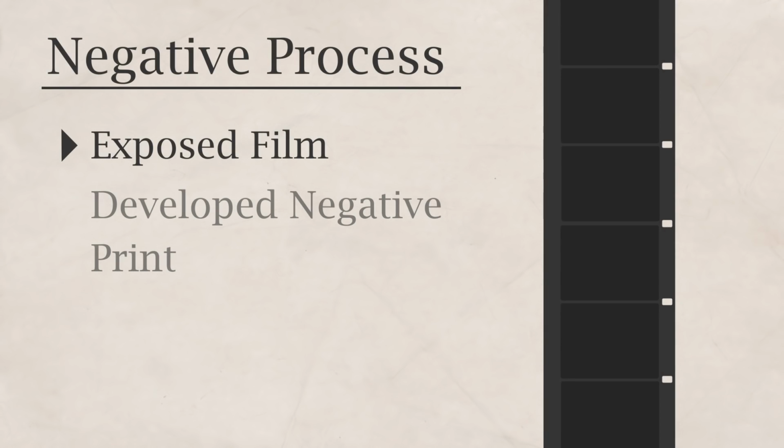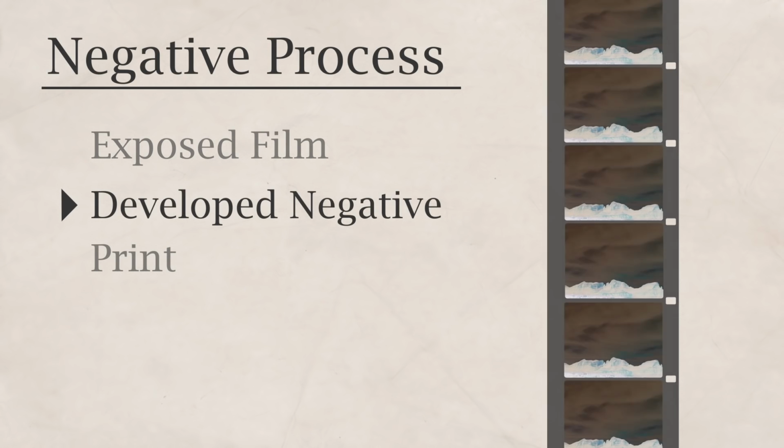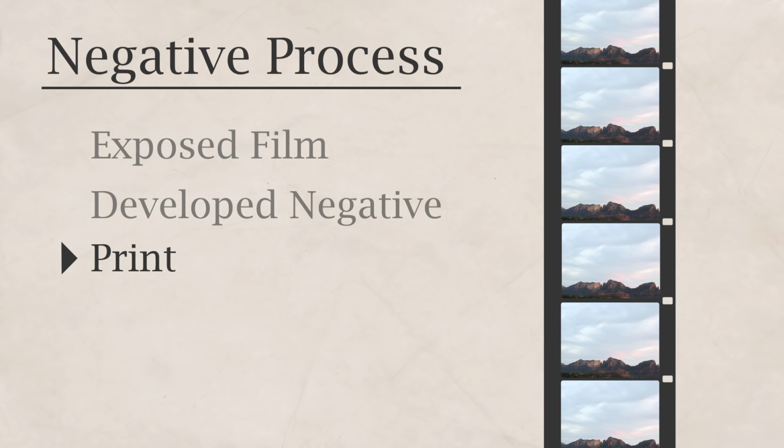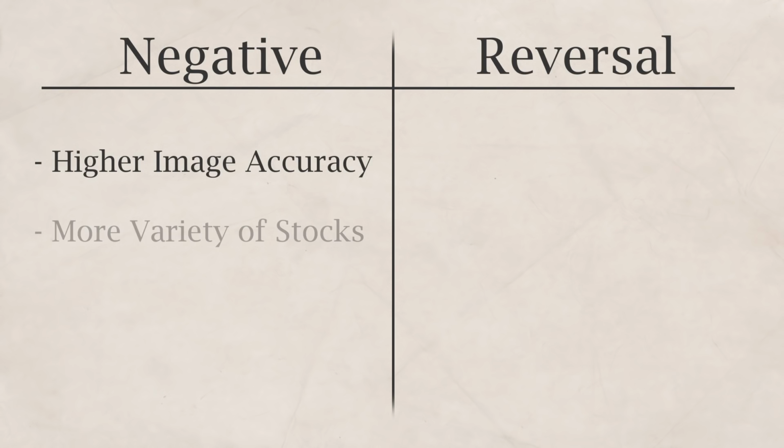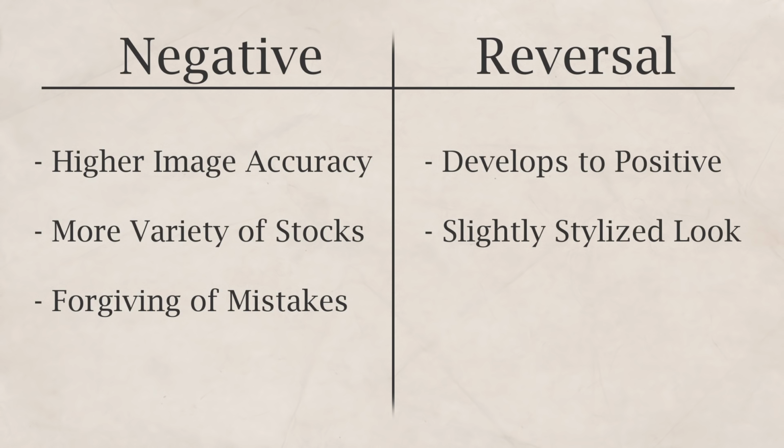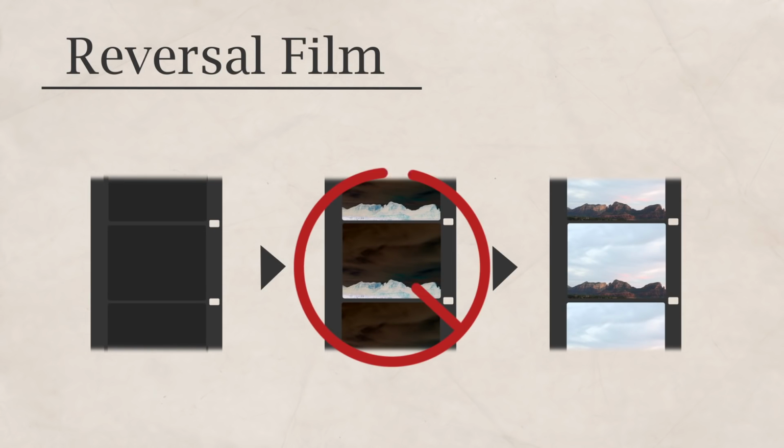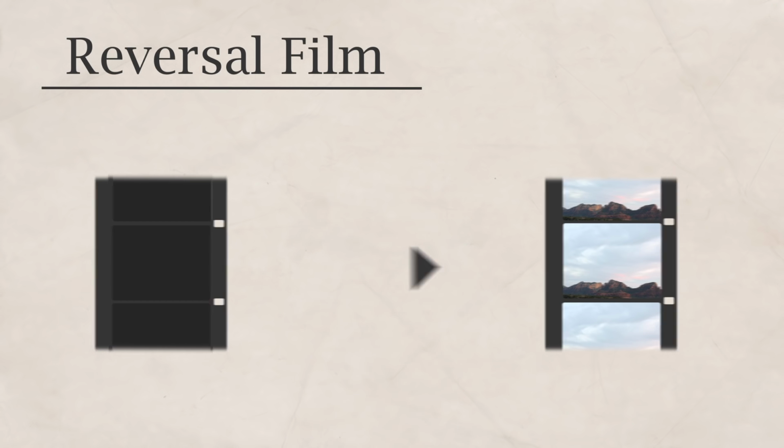Now while negative film is used for its flexibility and accurate recreation of images, it's not the only kind of film out there. If you're looking for a specific feel and/or don't mind sacrificing a little bit of image quality, then there's always the option of reversal film, which develops straight into the image you captured, with no negative required.